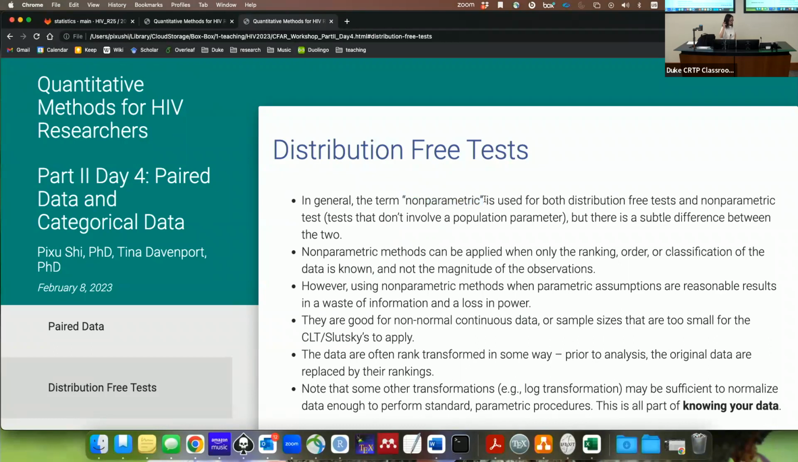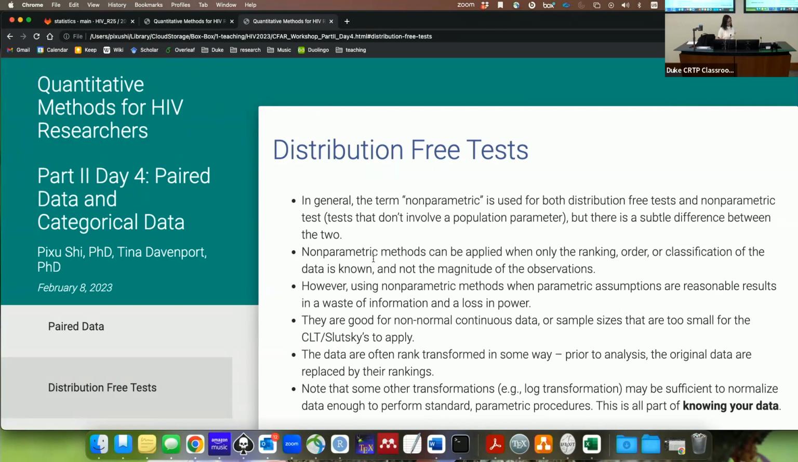Non-parametric means that you don't need to have a distribution that assume parameters on the mean, on the variance, on the shape. But it's not assumption free. So later on, we'll actually describe two tests that assume your data to be symmetric at least.